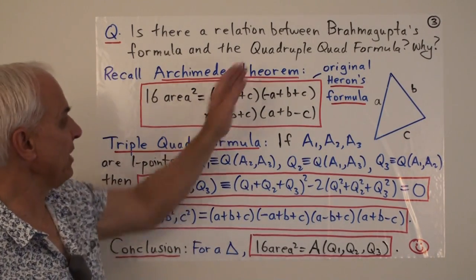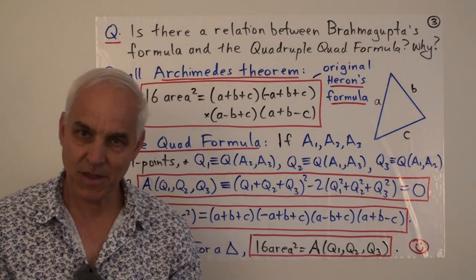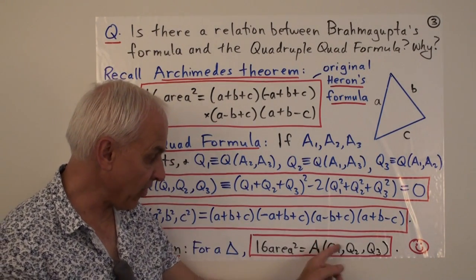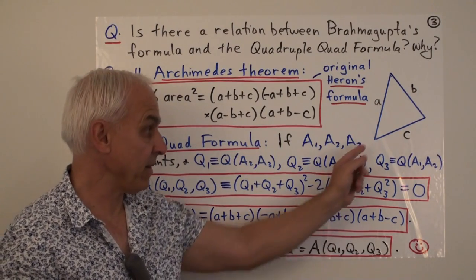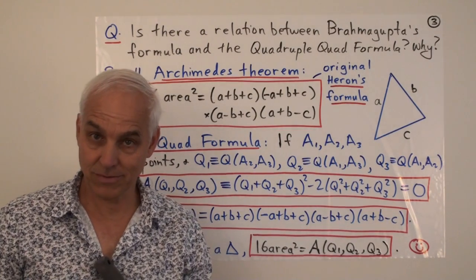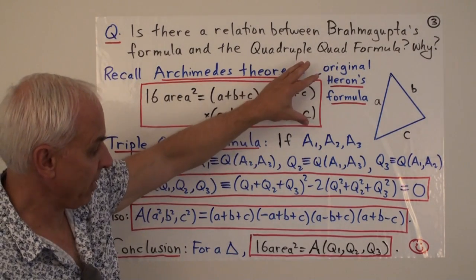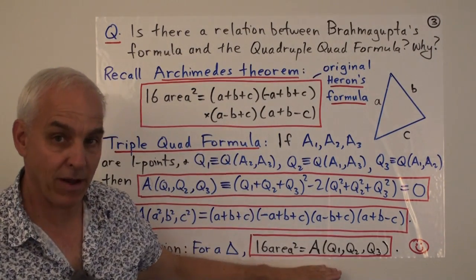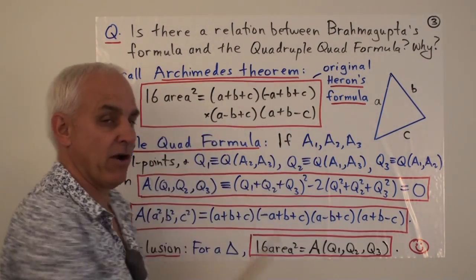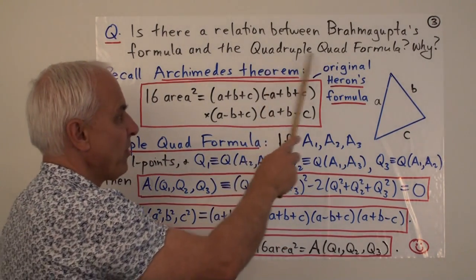So we call this Archimedes' theorem, and this is a modern replacement for the classical Heron's formula, which is algebraically much nicer, which doesn't have any irrationalities in it because these are algebraic quantities rather than the irrational quantities that we generally have with lengths of sides of a triangle. All right, so this is our motivation, the fact that the classical Heron's formula is intimately connected with the triple quad formula. So it makes sense that Brahmagupta's formula, which is some kind of extension of Heron's formula to cyclic quadrilaterals, might be connected somehow with the quadruple quad formula.